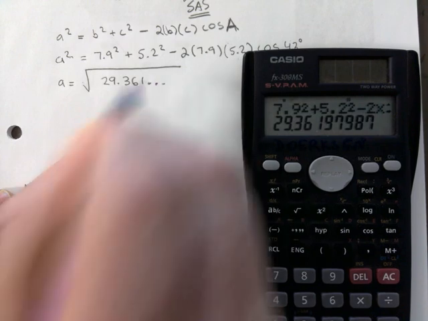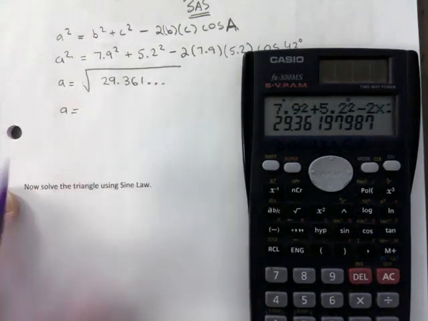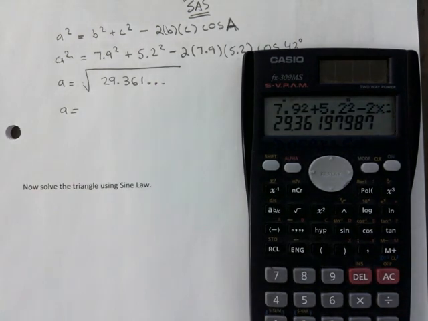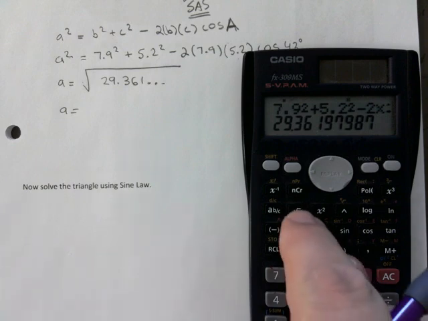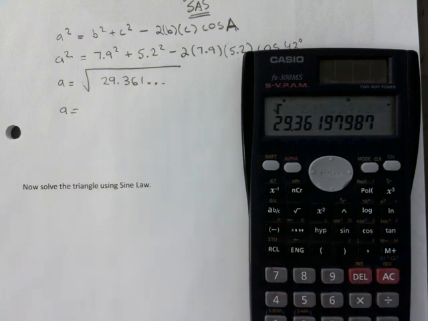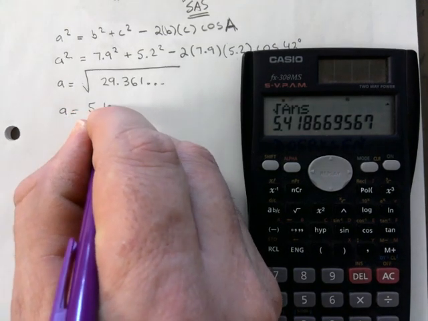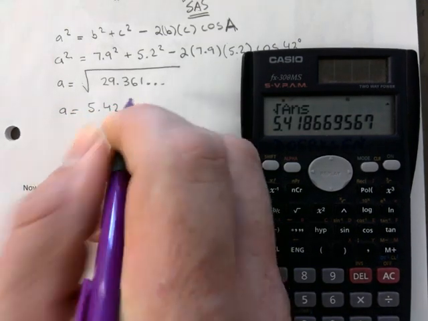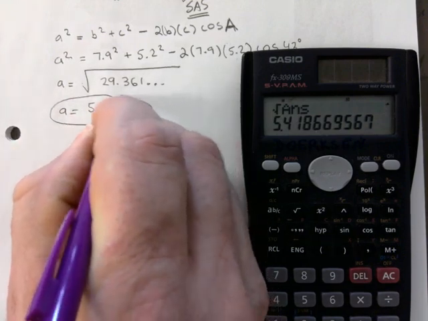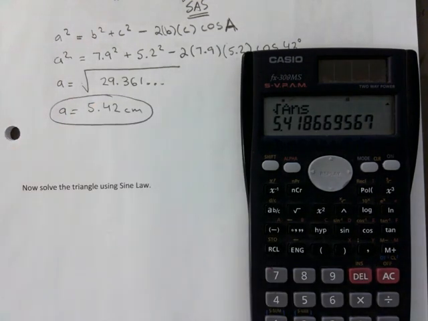29.361... Okay, and here you go. What do you have to do? While it's on your screen, you just press the root button and hit equals. And that's your answer. 5.42 if you round correctly. And that's centimeters. Okay, 5.42 centimeters. Does it make sense? It is within our numbers that we're given, right?